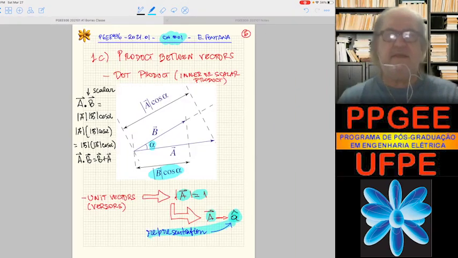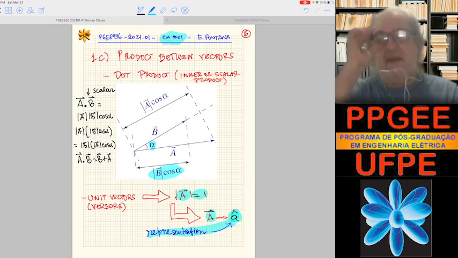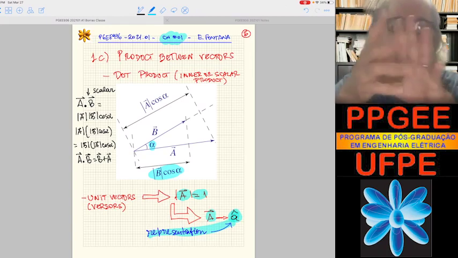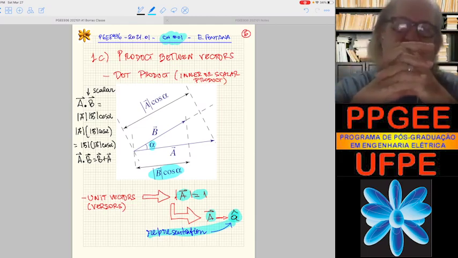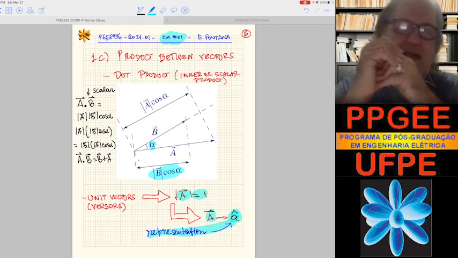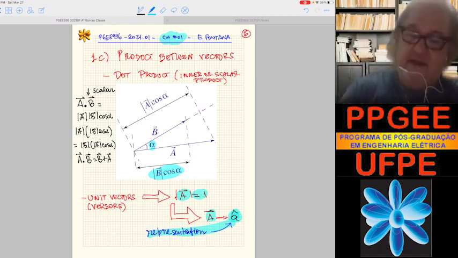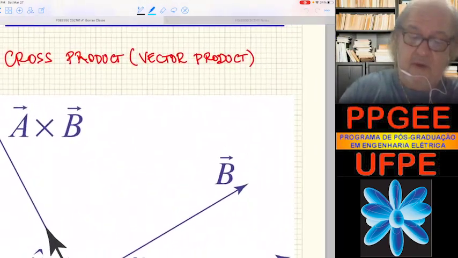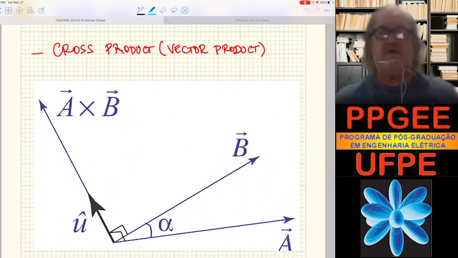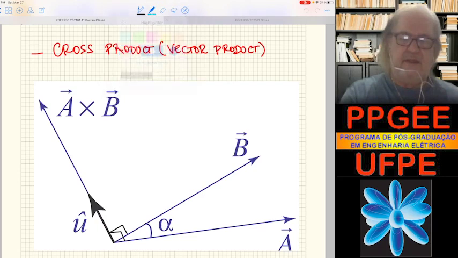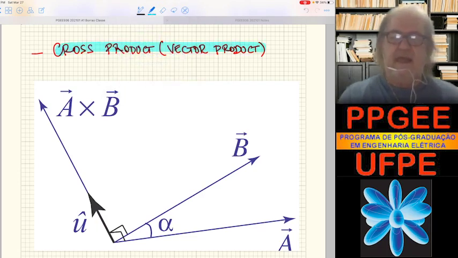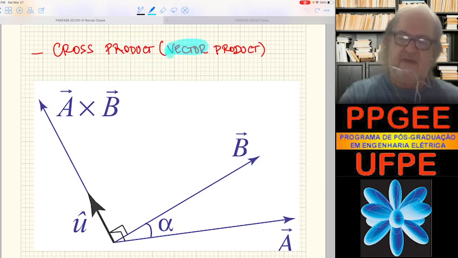Next operation, which is very important, but there are some more sophisticated operations besides those that we are talking about here, but we are not going to employ them in the course. That's why we are not talking about them. So, let's talk about the cross product, which is also called the vector product. As the name implies, the cross product results in a vector as a result.